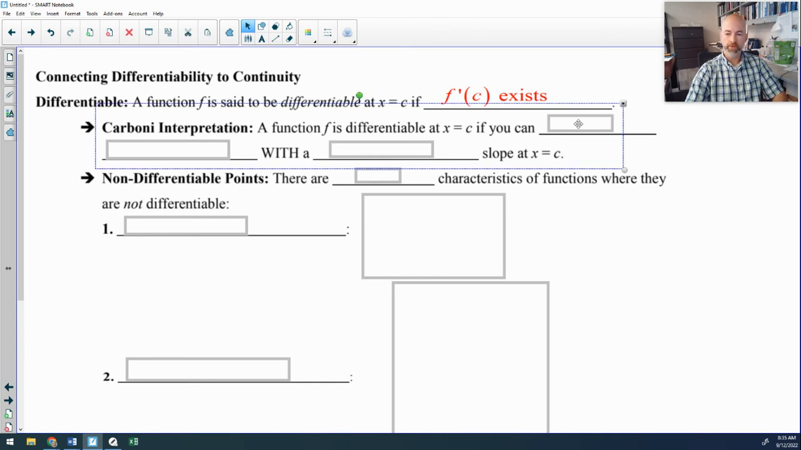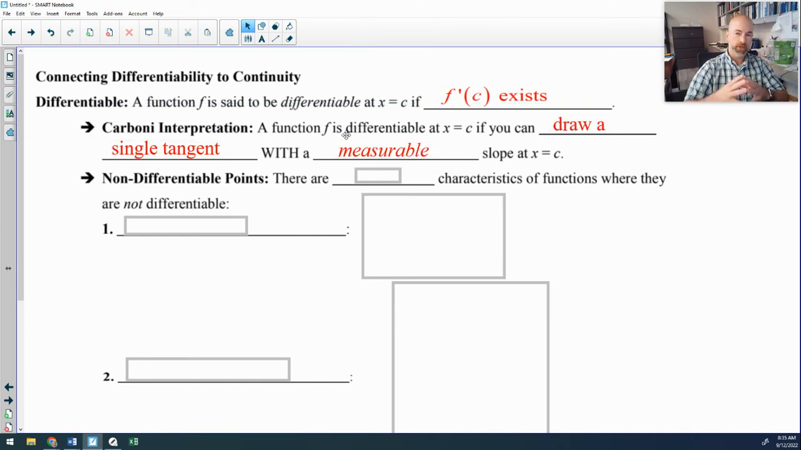So I have my own little definition of differentiability. For me, a function is differentiable at a point if you can draw a single tangent with a measurable slope on the graph at c. I'm a very graphical, very visual person. I like graphs much more than I like algebra type stuff.